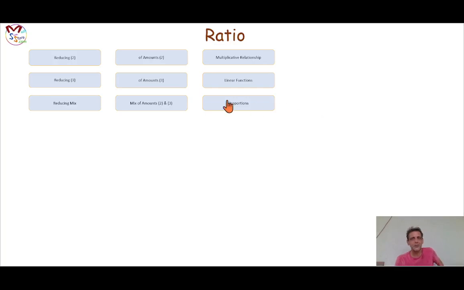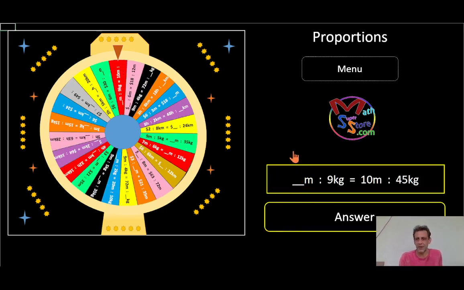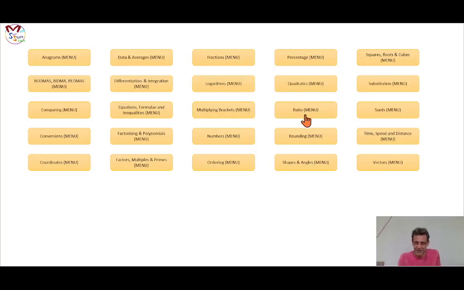Quadratics. And we've got ratio menu. We've got reducing ratios with 2 or 3 ratios, or a mix of 2 and 3s, or ratios of amount sharing quantity into 2, or sharing a quantity into 3, or mix them. We've got multiplicative relationships, linear functions, and proportions. And the proportions, how many meters should this be? And it'll be 5. What did it? Yeah, so that'll be 2 meters. And then we go after ratio.